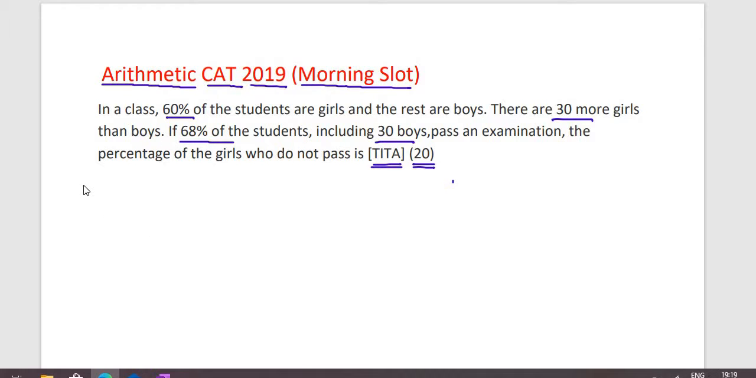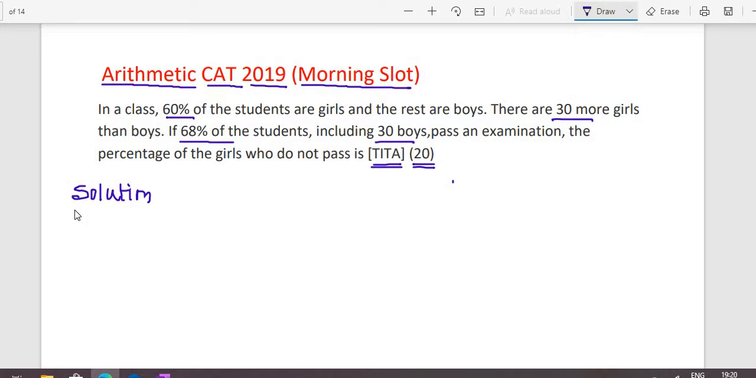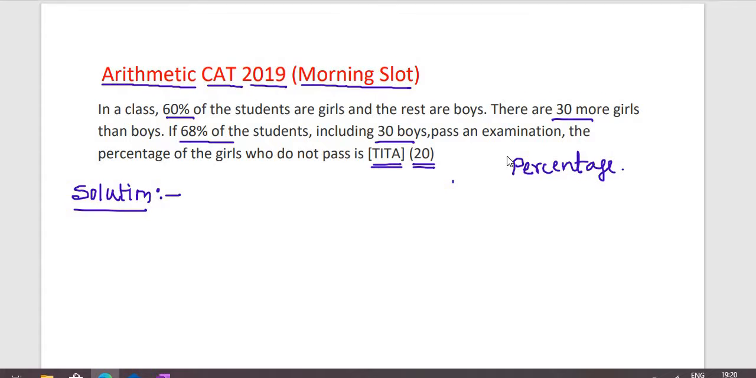There can be multiple ways of solving this question. I'll discuss with you all the solution of this question. So first of all, let us understand what is the topic. This question is about percentage, which is a very important topic for arithmetic and for data interpretation also. And if I understand the base of percentage, then it will be much easier for us to solve this question.